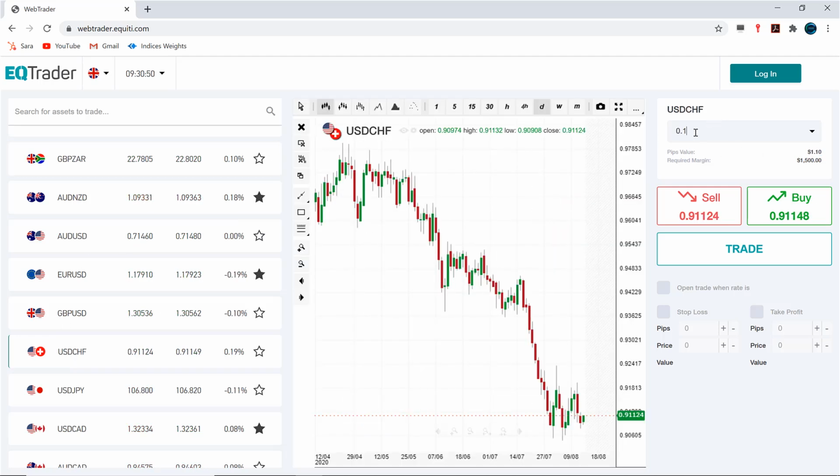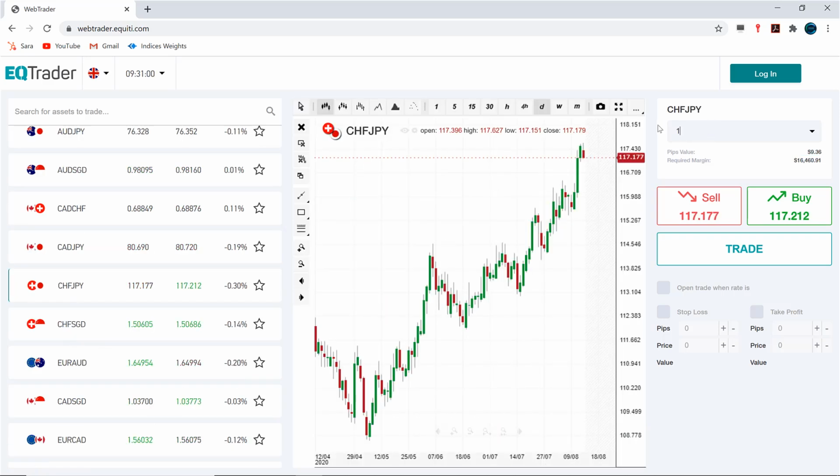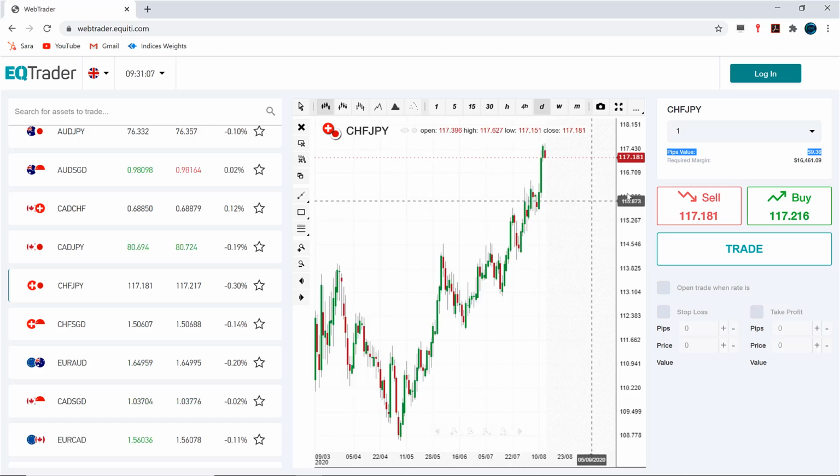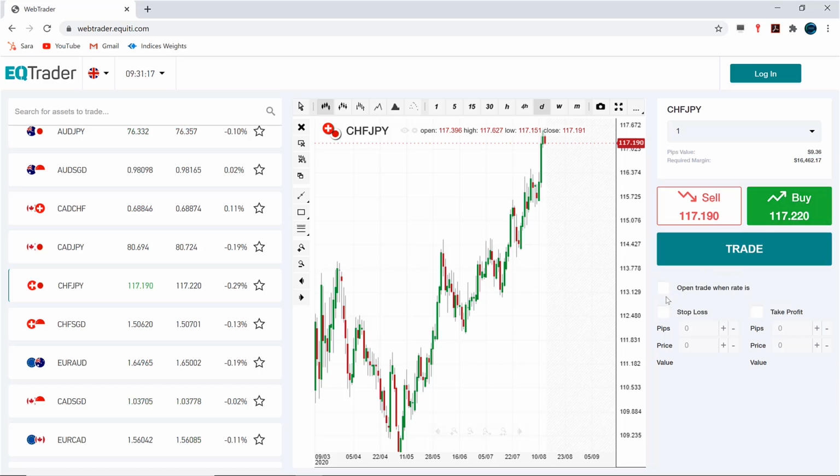USD CHF, for example, again, what's the pip value for a standard lot? Okay, $10.97, easy. What about CHF JPY? What's the pip value here? Punch in 1. Okay, $9.36. Now we need all of this to calculate our position size later on. However, equity also has an integrated position size calculator down here. We'll talk a little bit about this once we proceed and at a future date.